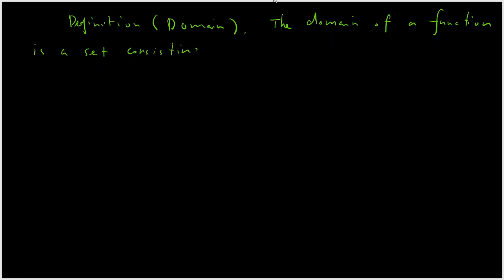the set consisting of all qualified inputs. By that we mean you think for what x values you can evaluate the function. I want to repeat: by that we mean for what x values you can evaluate the function. Okay.